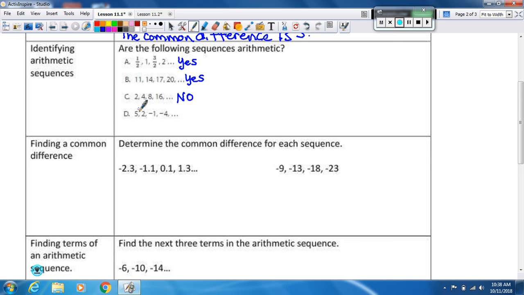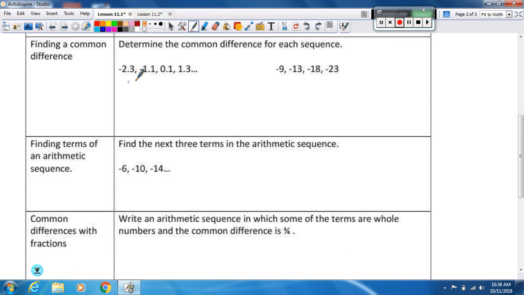And then from 5 to 2 is subtracting 3. From 2 to -1 is subtracting 3. From -1 to -4 is subtracting 3. So yes, that is. It's subtracting the same number each time.